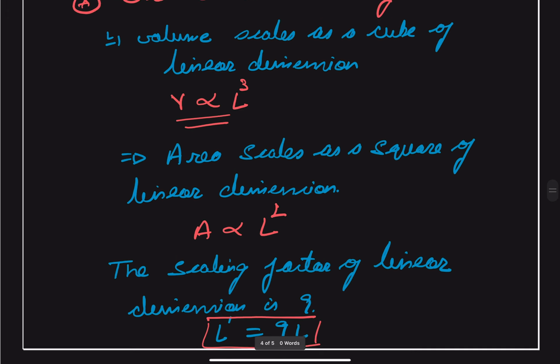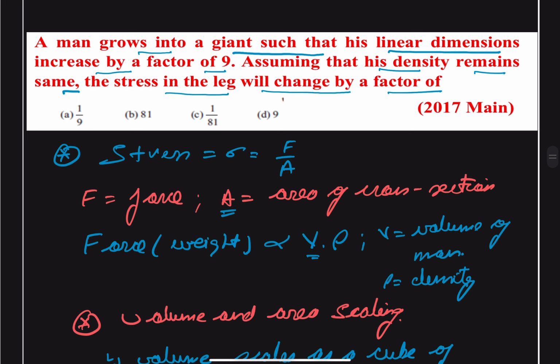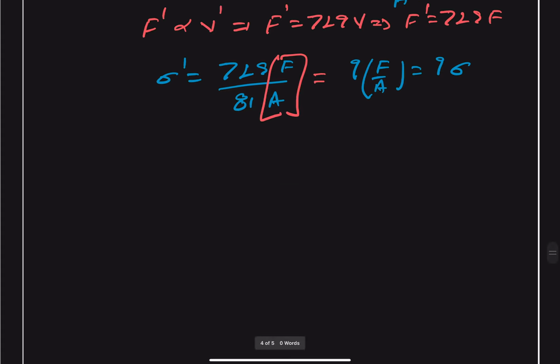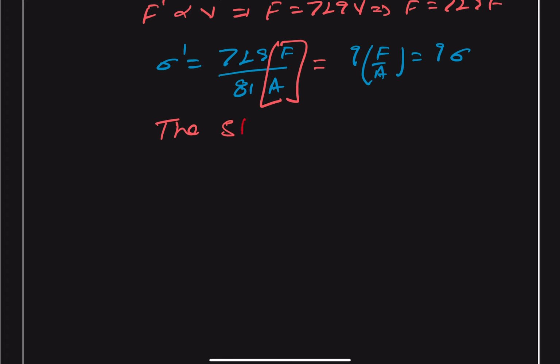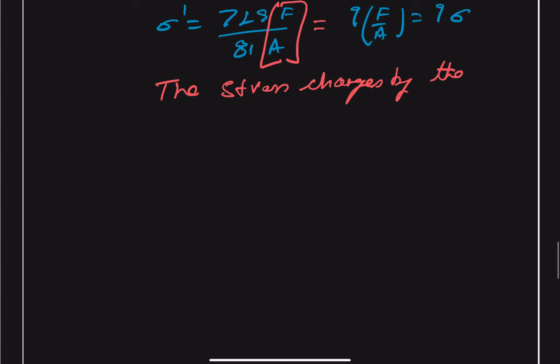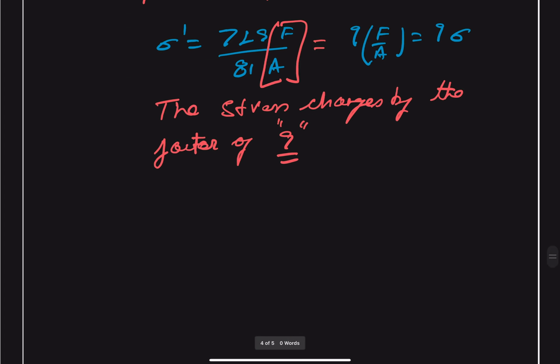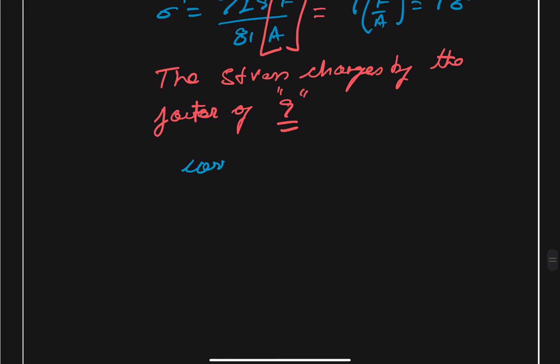Okay. So we were supposed to find out by what factor the stress in the leg changes: the factor is 9. So option D is the correct option. So from here we can write that the stress changes by a factor of 9, and the correct option is D. So this completes the question. Thank you.